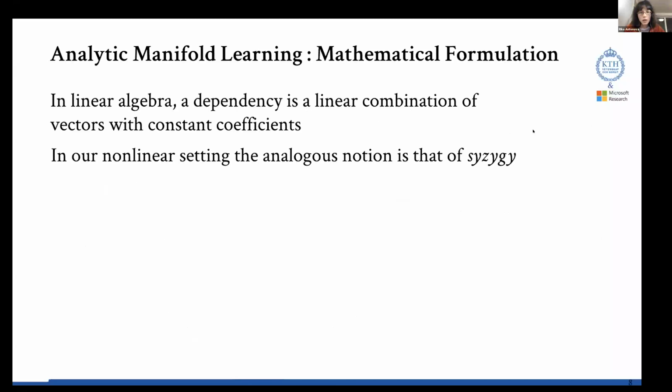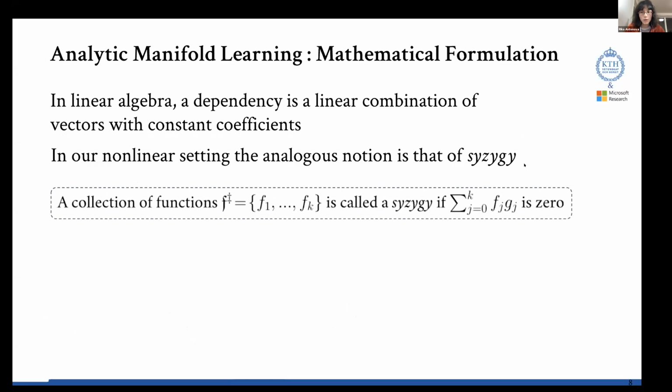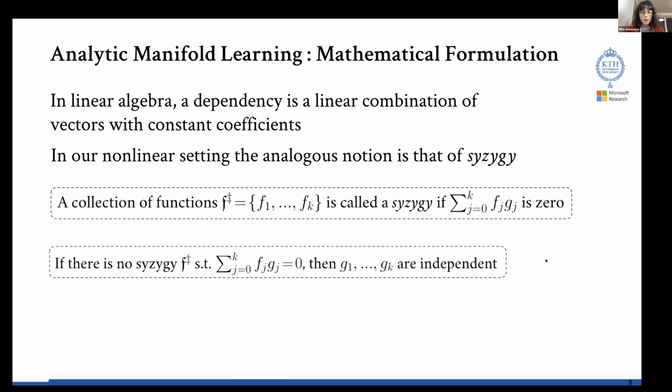Okay, so in linear algebra, dependency is a linear combination of vectors with constant coefficients. So we can start from that and say that in our nonlinear setting, we have an analogous notion that actually comes from abstract algebra, and that is called the syzygy. The definition is that it is a collection of functions f1 through fk, called the syzygy, which I'll denote by this f here with a cross. It's called a syzygy if the sum of these functional coefficients multiplying the relations is zero. And if we cannot find such a syzygy, then we say that these relations g1 through gk are independent.